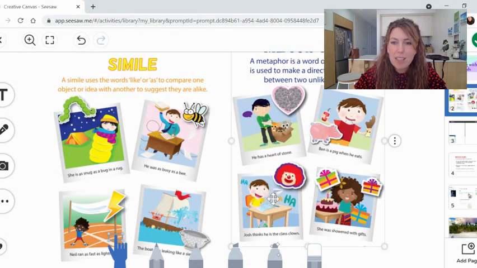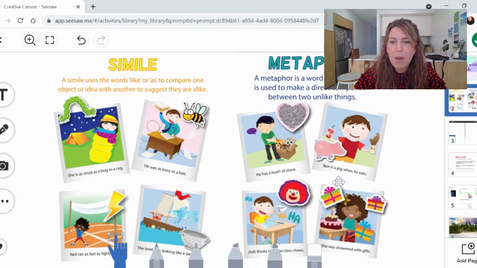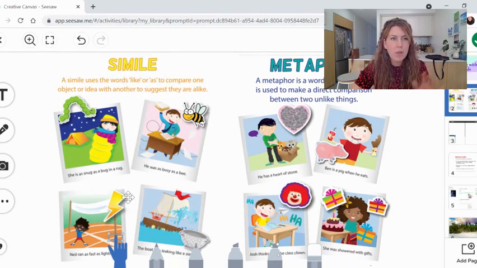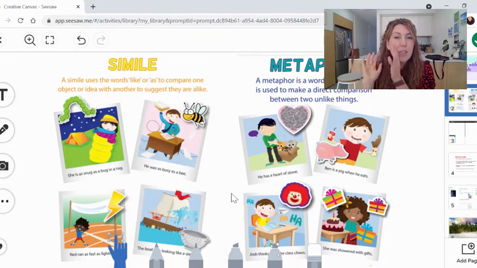He thinks he's the class clown, and the other one was she was showered with gifts. So a quick little way to spot the difference: like or as is a simile when you're comparing one thing to another, whereas a metaphor is making the direct comparison. It's not saying they're like that. You're comparing them by saying that they are that.